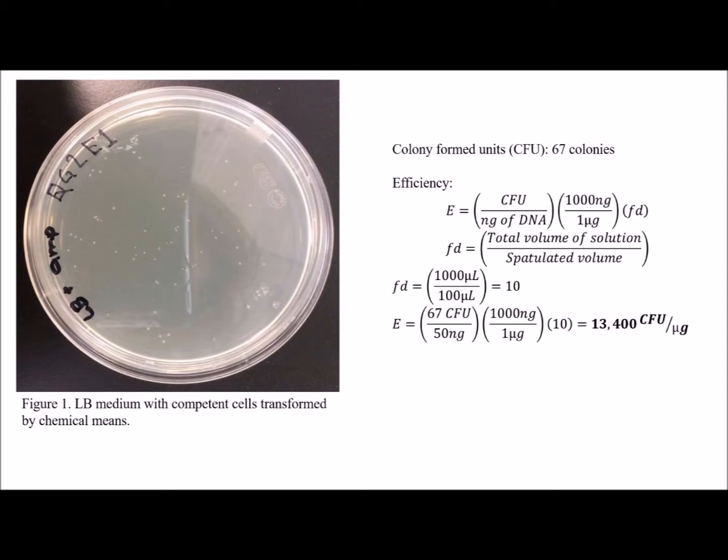Now, for the chemical method, we counted 67 colony-forming units for 50 nanograms of DNA. The same amount of volume was spatulated and the total volume of the solution was also the same. The efficiency obtained was 13,400 colony-forming units per microgram.